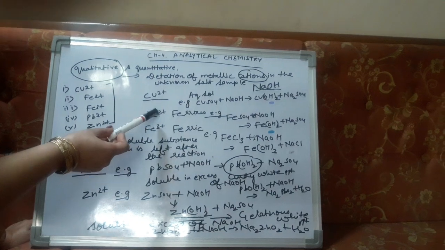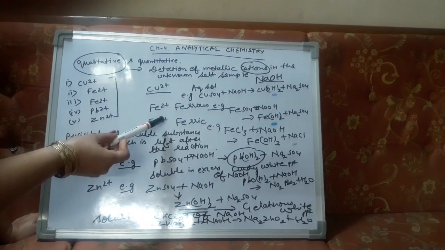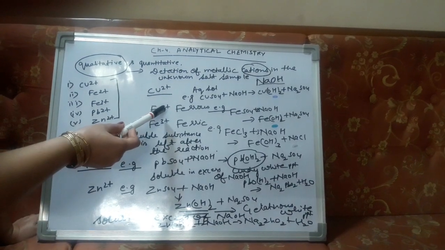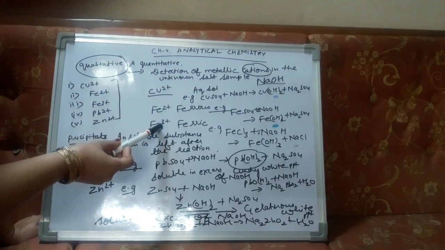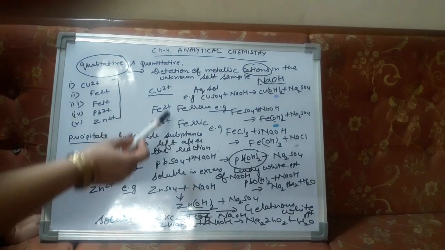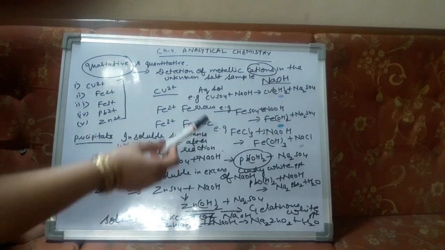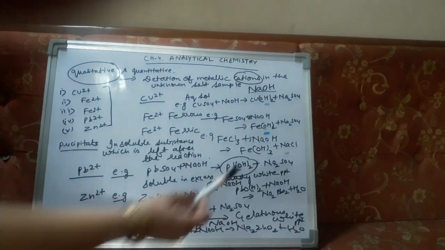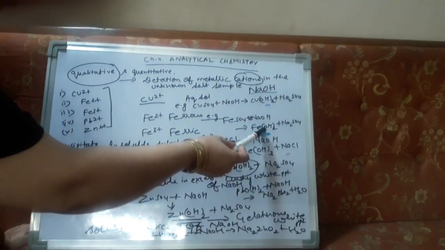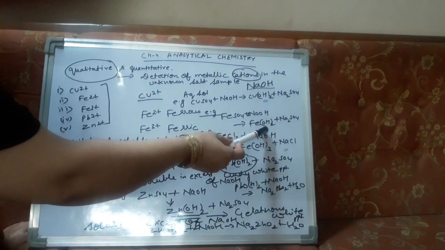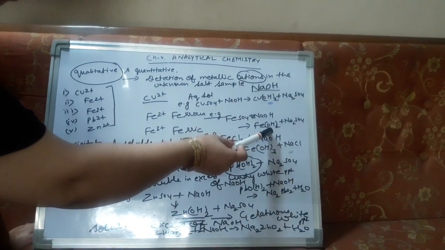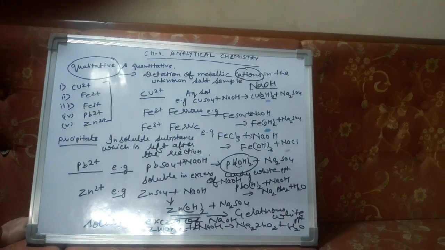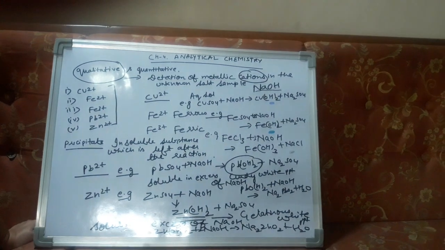Moving to the next, I have written two cations. One is ferrous, another one is ferric. Both are of iron metal. Where valency is 2, there we write ferrous. Where valency is 3, there we write ferric. So to find out the ferrous cation, again we have to make the aqueous solution. When we add sodium hydroxide into it, it will give a dirty green precipitate. So if a dirty green precipitate is there, it is due to the formation of ferrous hydroxide, Fe(OH)2, plus Na2SO4. This is also insoluble in excess of NaOH.